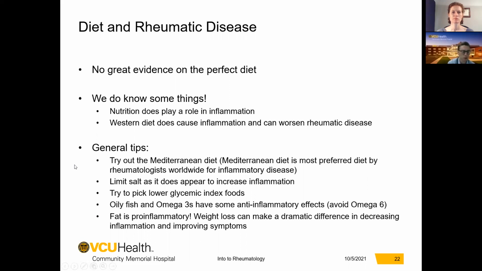This is not going to be a cure for your disease, but it's something that can be implemented in the context of other medications for autoimmune disease as well. Other things that can help: limit salt, lower glycemic index foods, and some potential benefit from omega-3s. Fat is also pro-inflammatory, so weight loss can have a very dramatic effect on decreasing systemic inflammation and improving symptoms. So that's another important part of all this as well.